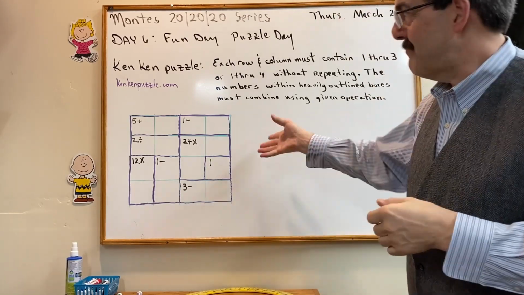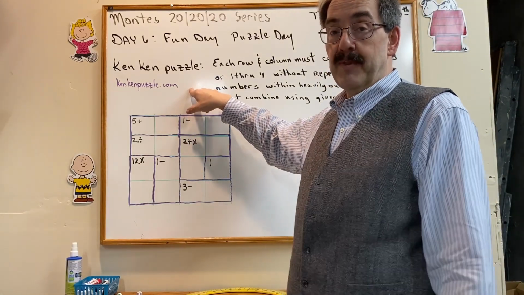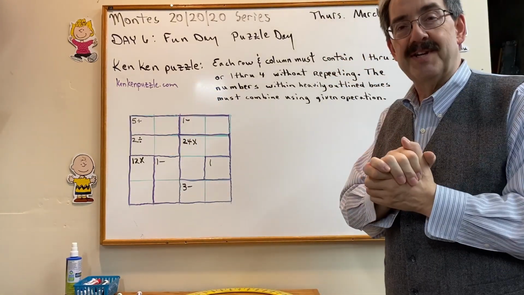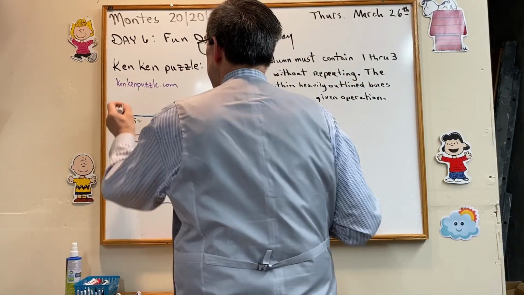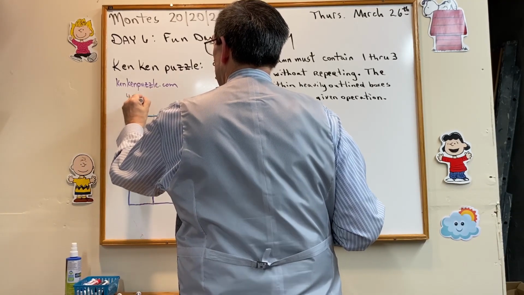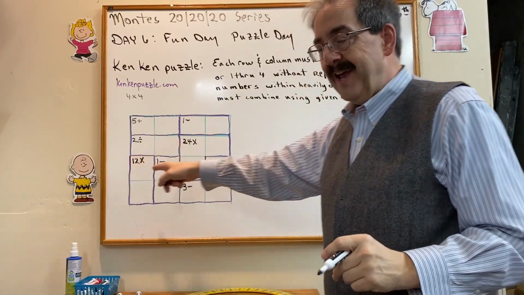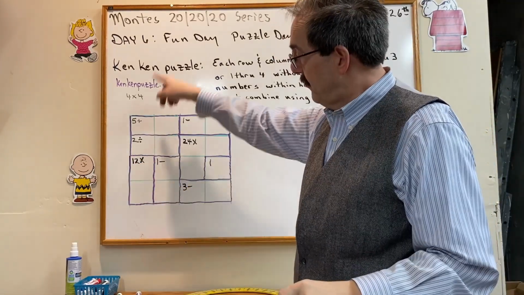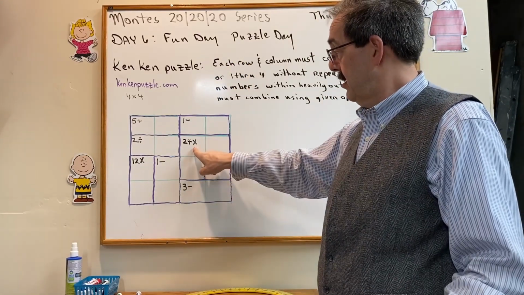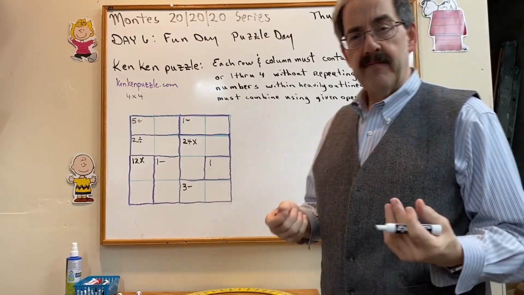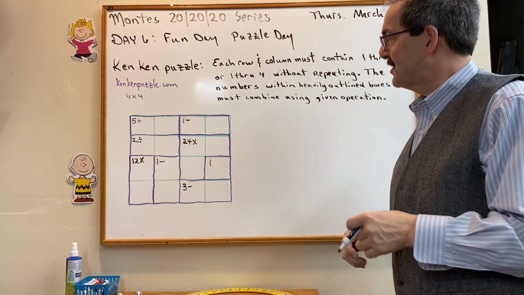All right, let's get back to a Ken puzzle. And feel free to go to kenpuzzle.com. They have timers, challenges, all sorts of neat stuff, okay? All right, this is a 4x4 grid. Well, if it's a 4x4, that means we have to use the numbers 1 through 4 in every row, 1 through 4 in every column, and we have to honor the operation. So kind of a cross between Sudoku and PEMDAS. All right, let's get started.